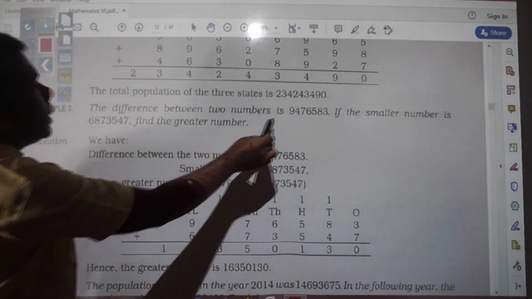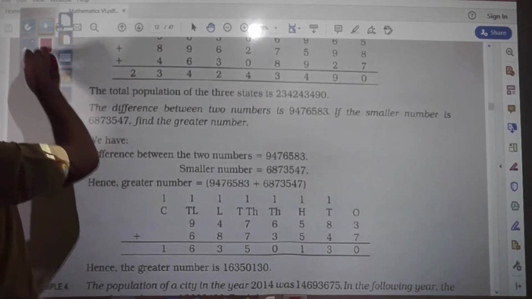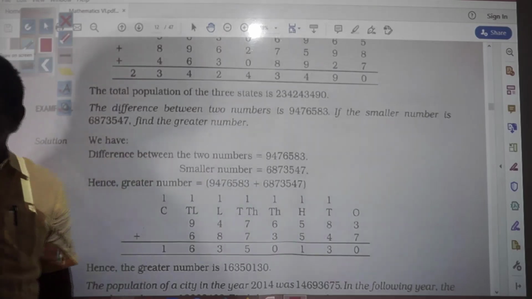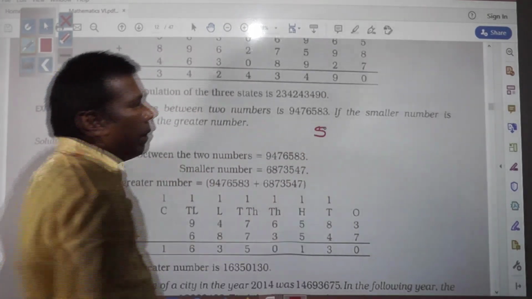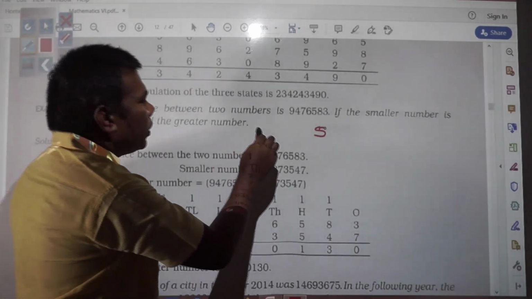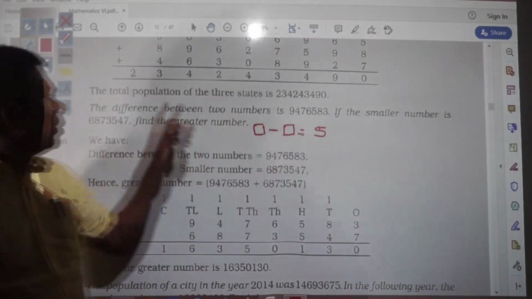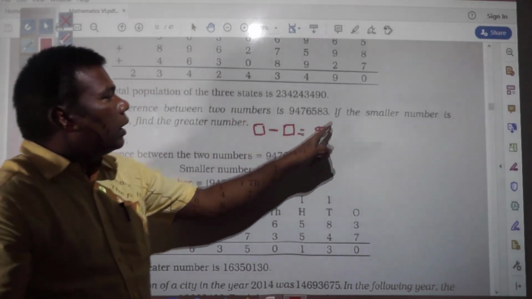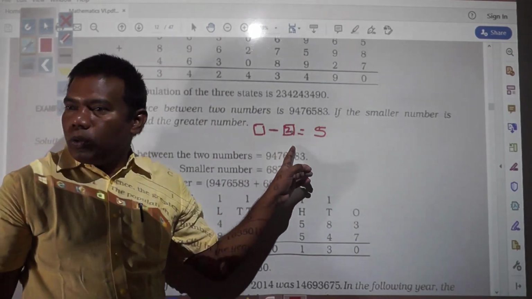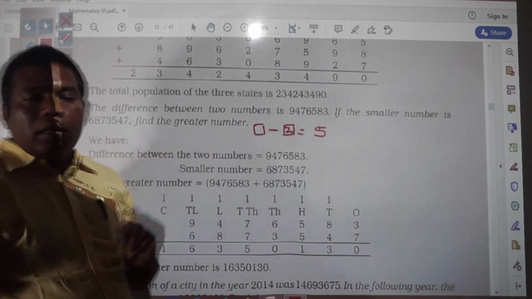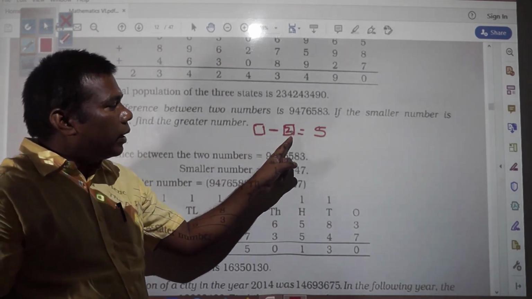The difference between two numbers is this. If the smaller number is this, find the greater number. It is an easy question, only the numbers are different. Suppose the same question with smaller numbers. The difference between two numbers is, suppose, 5. One number minus the second number, the difference we got is 5. If the smaller number is 2, then what would be the greater number? How will you find it out? Which number should we write so that if you subtract 2 from it, you will get 5?